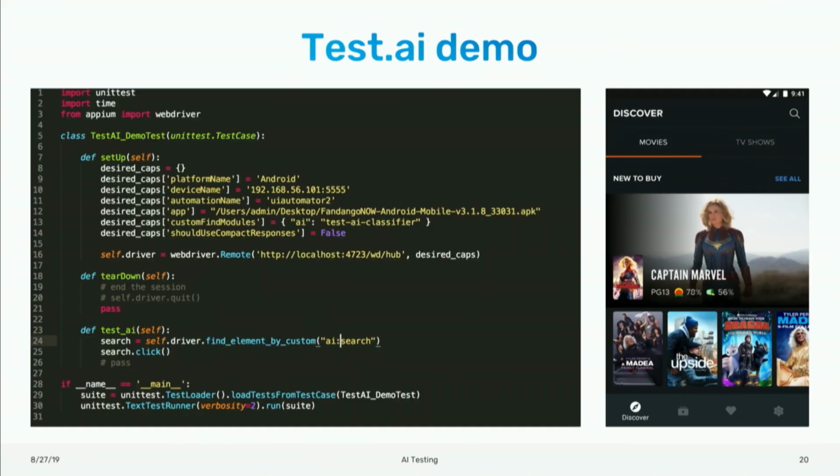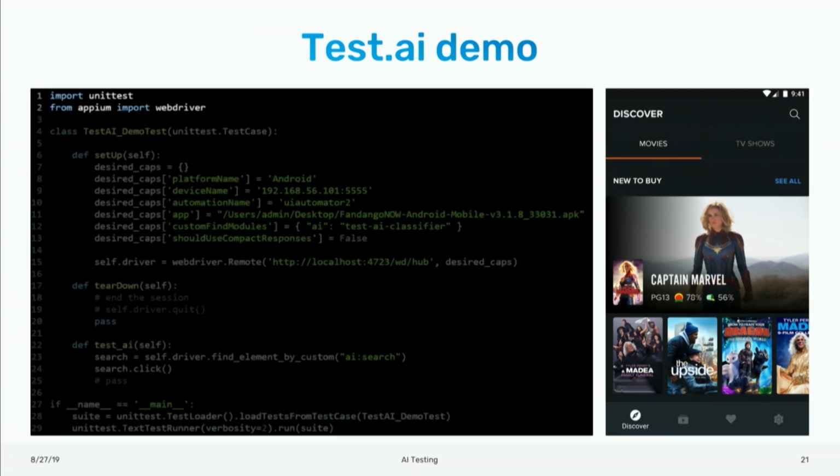So the first test that we're trying to work on is, we thought it would be nice to be able to just do a search button. So I pulled out a bunch of different search apps. We started off with Fandango. And all that we're trying to do is find the search button in the top right-hand corner.